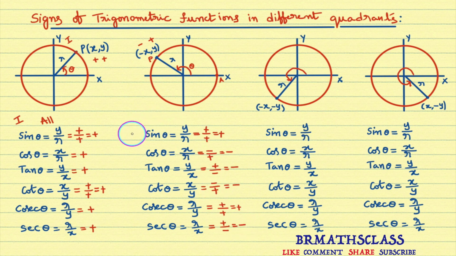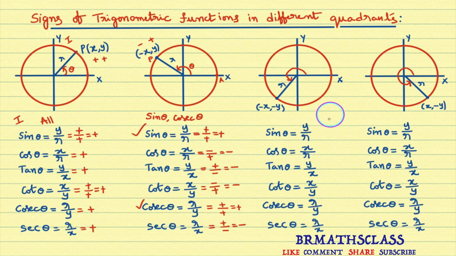So you observe here, sin theta is positive and cosec theta is positive. In the second quadrant, sin theta, cosecant theta are positive. Remaining all trigonometric functions are negative. So in the second quadrant, what trigonometric functions are positive? Sin theta is positive and cosec theta is positive. Remaining all trigonometric functions are negative. I hope you are understanding why in the second quadrant sin theta is positive, cosecant theta is positive.